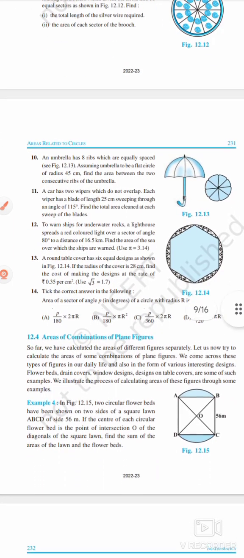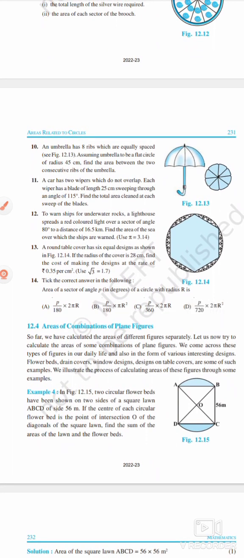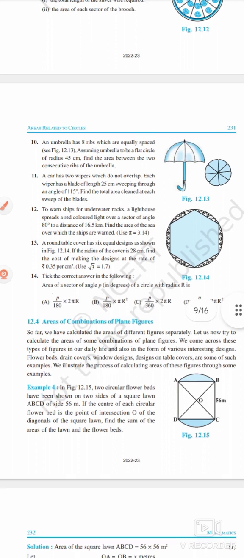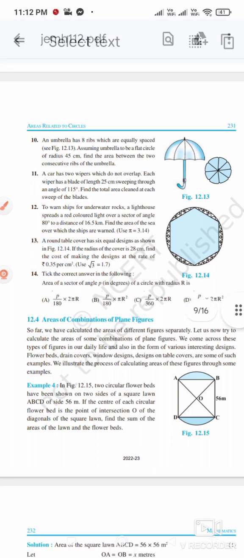An umbrella has 8 ribs which are equally spaced. Assuming the umbrella is a flat circle of radius 45 centimeters, find the area between 2 consecutive ribs of the umbrella. So it has got 8 ribs. 8 ribs means each is a radius. If you see in the figure itself, you see that there are 8 parts. So 1/8 of the area of the circle will be each sector's area. All right. So likewise, we will be going ahead.